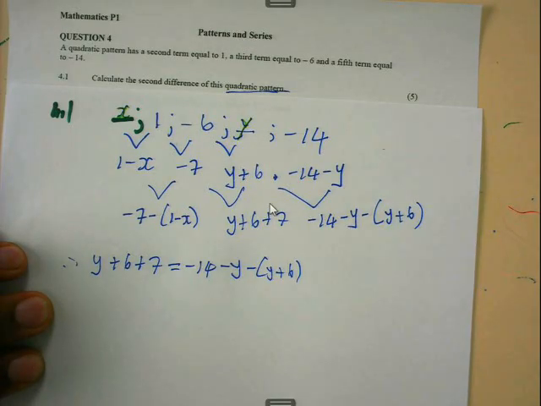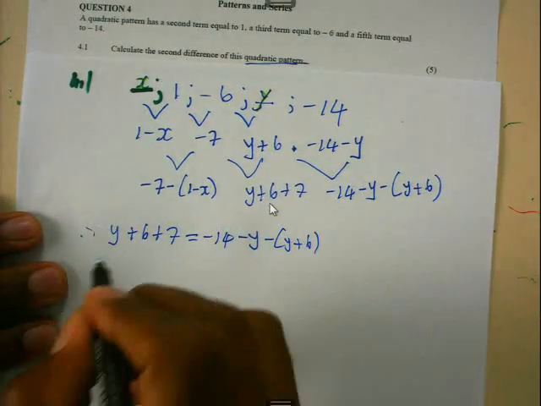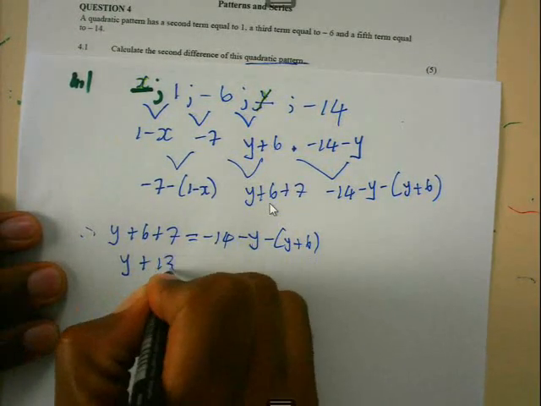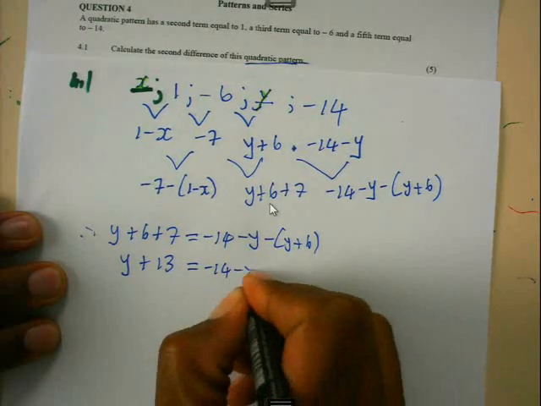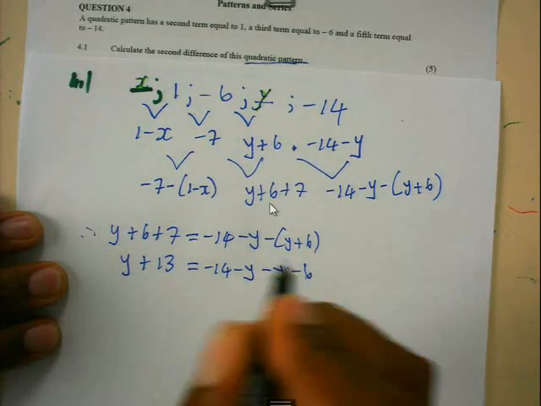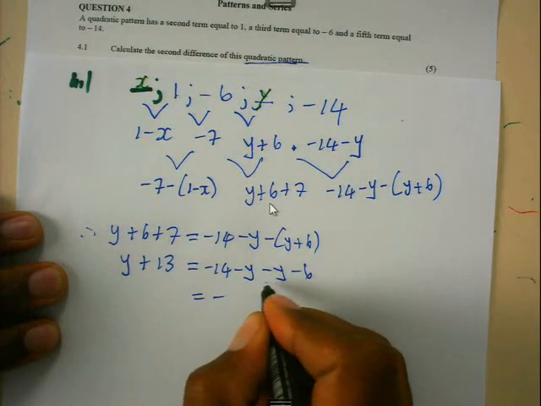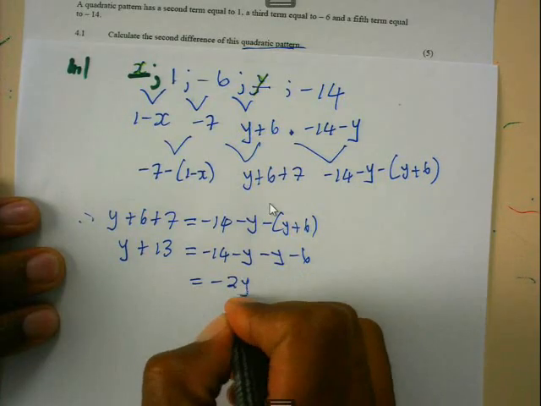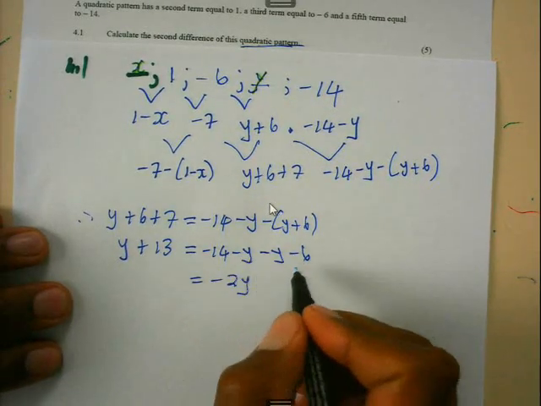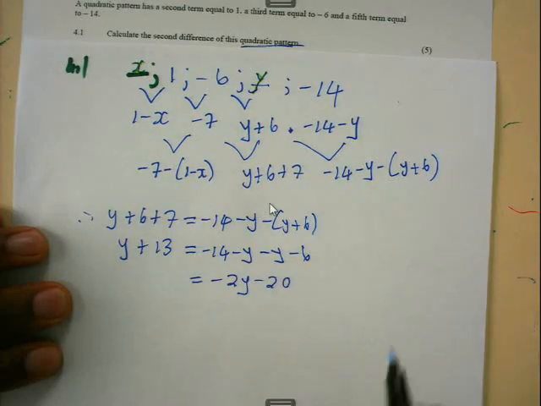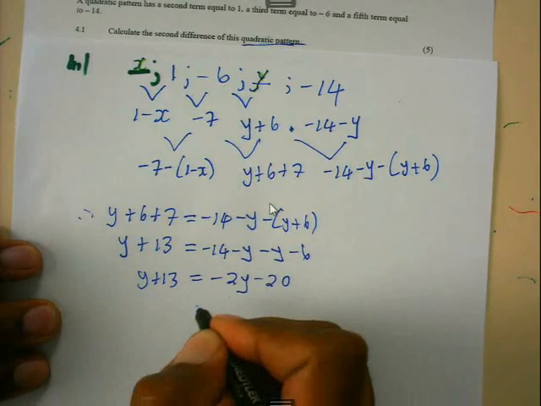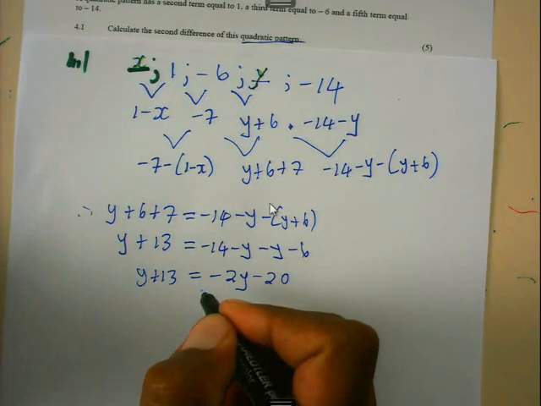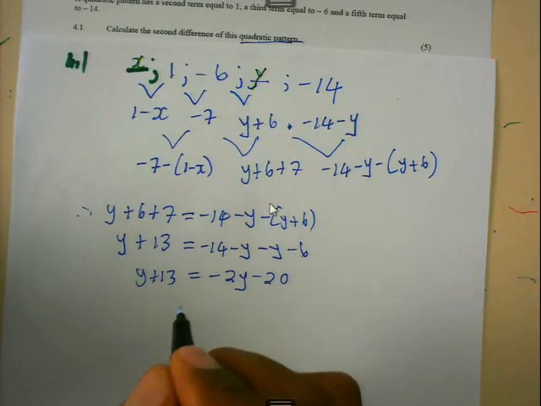Therefore, we've got 2 or 3, it will depend on the value that you have as your second difference. Right. Now we simplify. That is y plus what? Y plus 13, 6 plus 7. 13 is equal to minus 14 minus y minus 6, right? Now, when you simplify this side, negative y minus y is a minus 2y. Now, minus 14 minus 6, of course, is minus 20. Right, now we can say, okay, this one is still y plus 13. Unknown on one side is very important. You can see we have the equation everywhere.